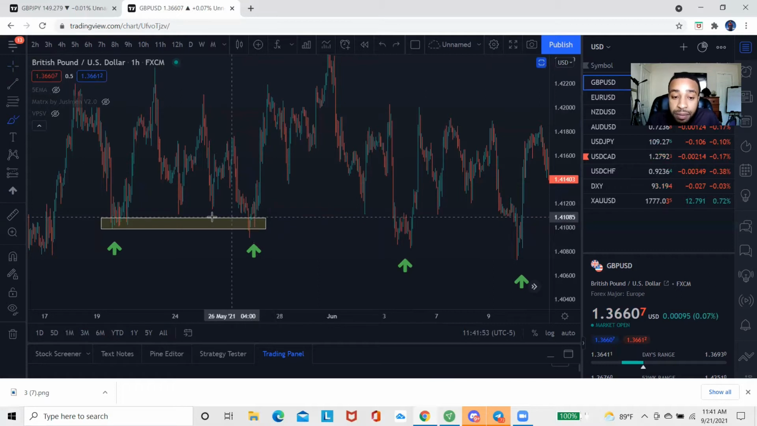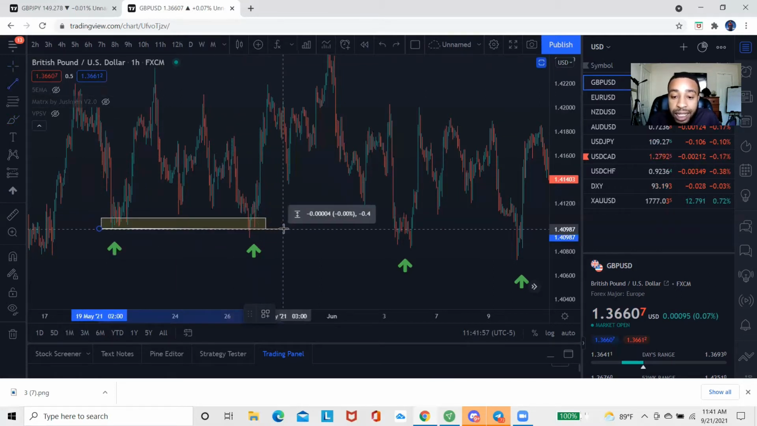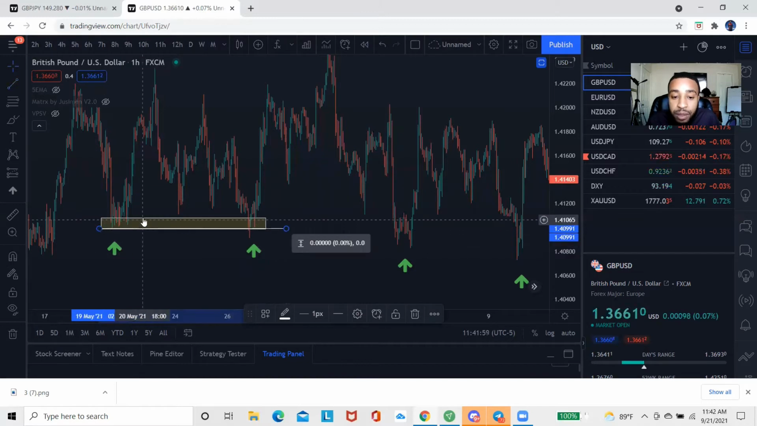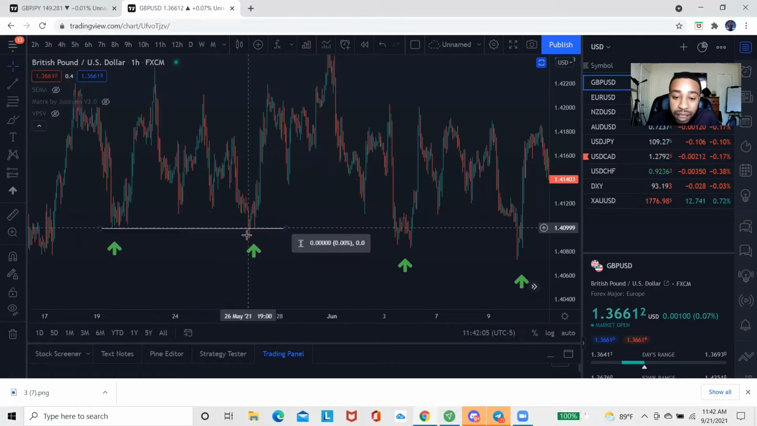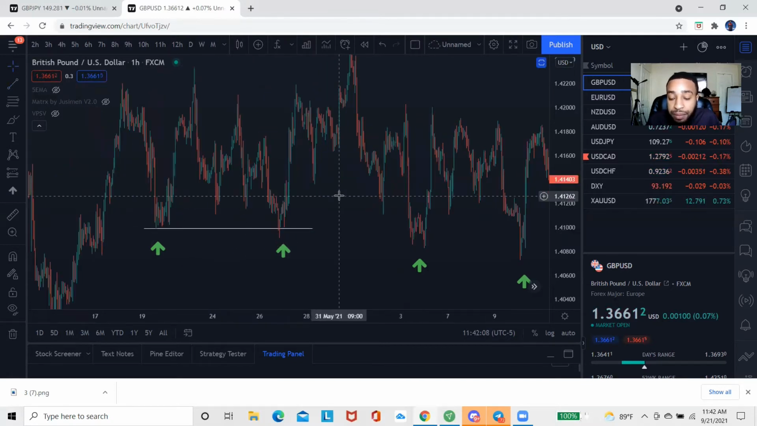What does the market do? The market actually dips a little bit lower, as I told you, than where you probably would have put your stop loss. Where would you have put your stop loss? Probably right here. And what did the market do? It barely dipped below it and then shot back up.